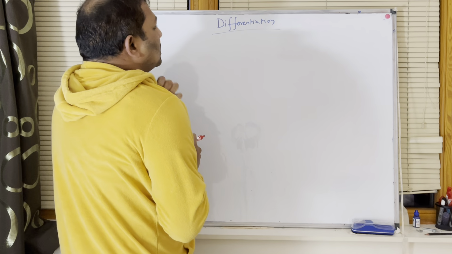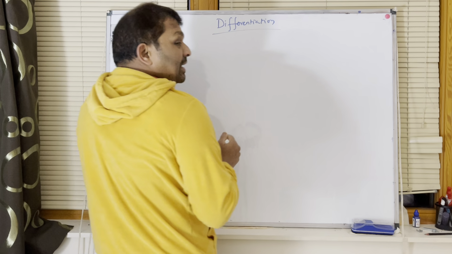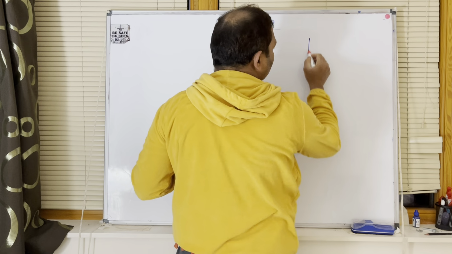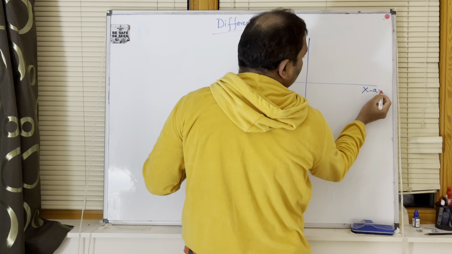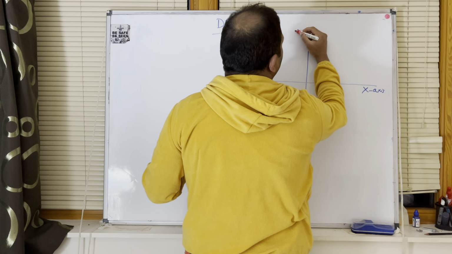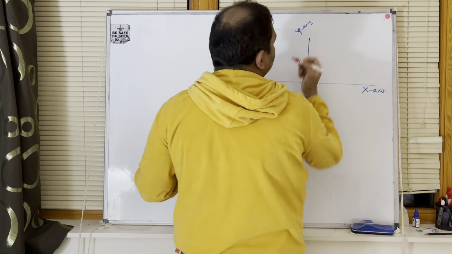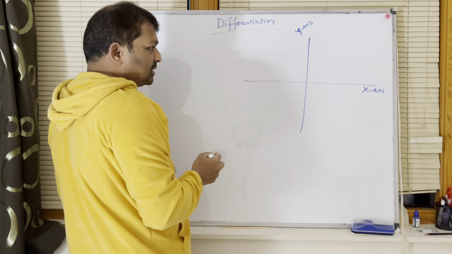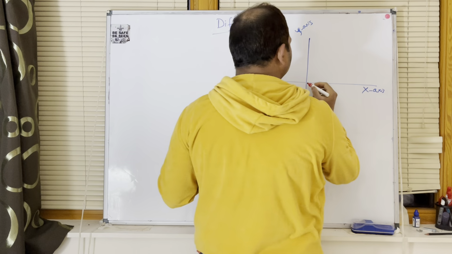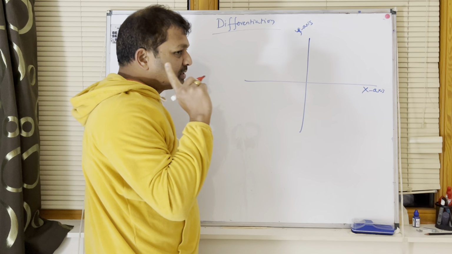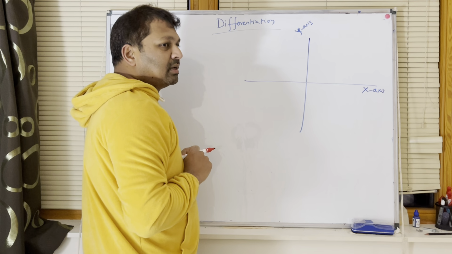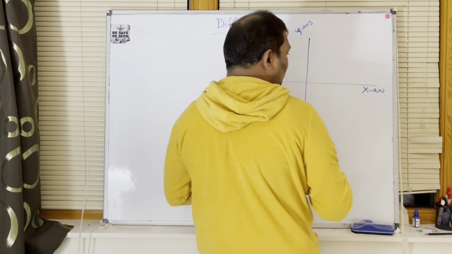Okay, so let's take a straight line equation. How can we draw a straight line? This is a coordinate plane, an x-axis and a y-axis. Assuming we have a straight line which is passing through origin and having a slope of 2. So what is the equation of that line?